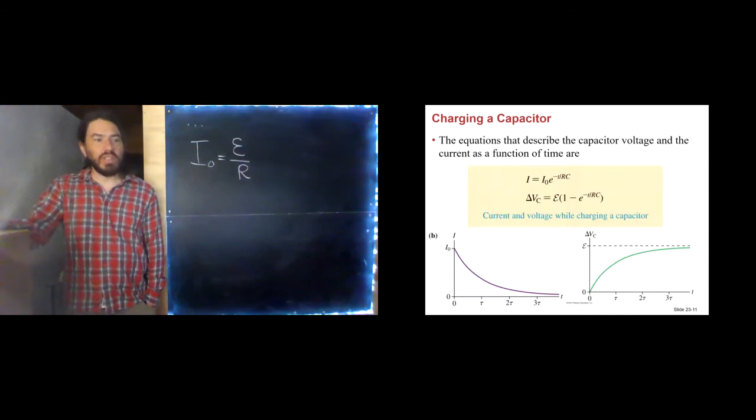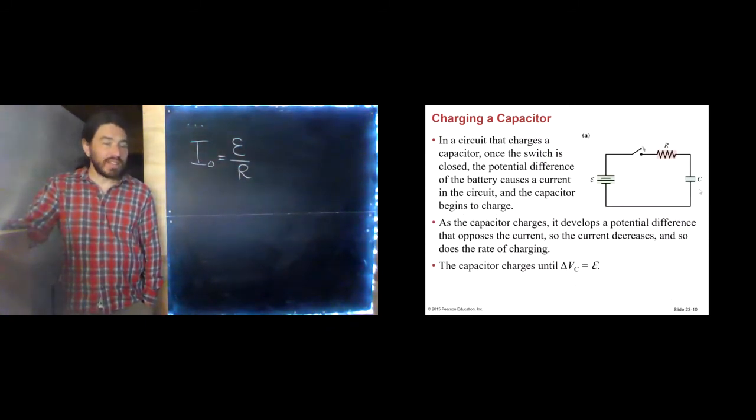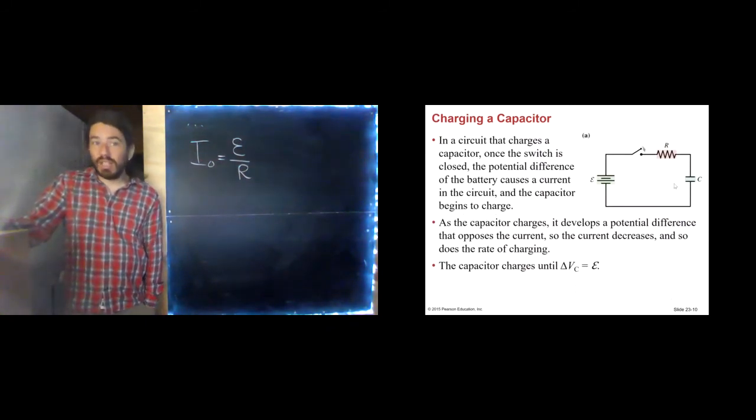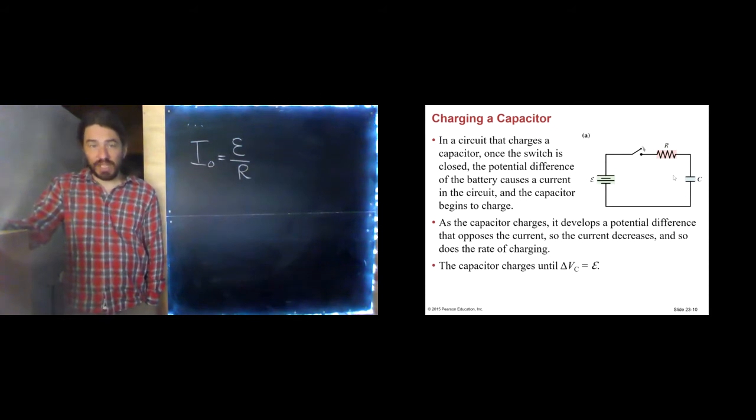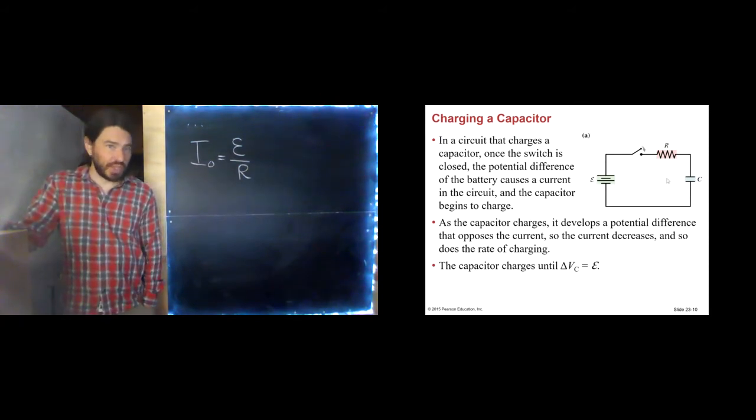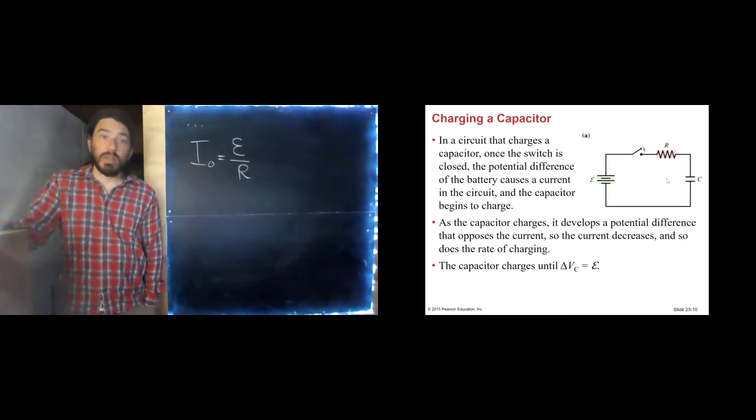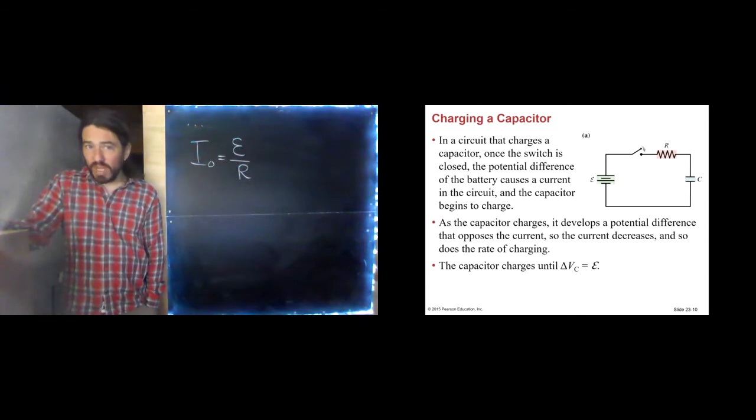What happens after a long time? After a long time, the current goes to 0. Looking back at this, that's because after a long time, a charged up capacitor acts like an open switch. So an uncharged capacitor acts like a wire. A completely charged capacitor acts like an open switch and prevents the current from flowing.